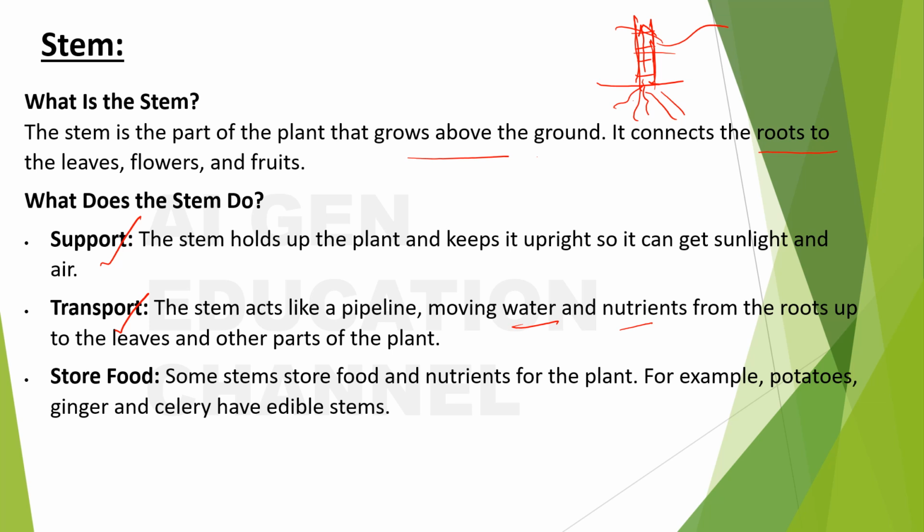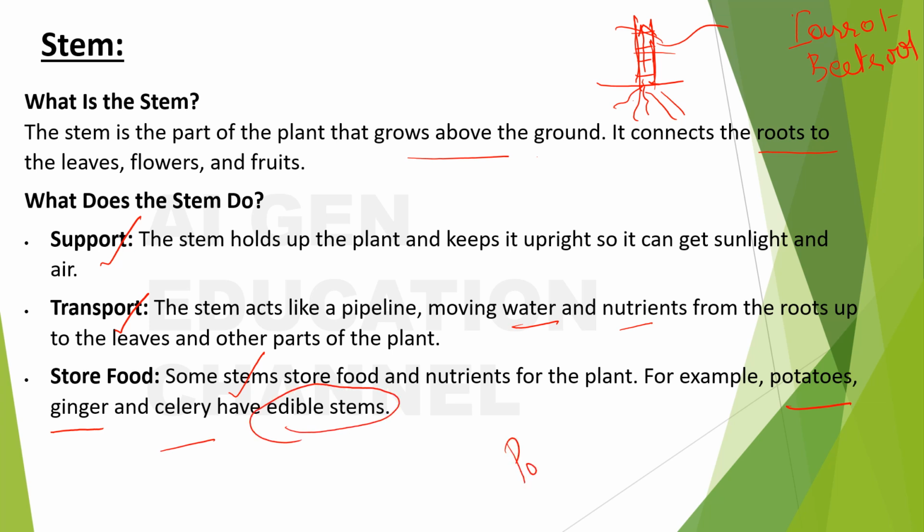Some stems store food and nutrients for the plant. See, we have mentioned about the roots, do you remember? Some roots do store the food, and that we eat, right? What are those? Carrot and beetroot. Now in the same manner, some stems also store the food and nutrients for the plant. What are those? Potatoes, ginger and celery. They have edible stems. It means that you can eat.